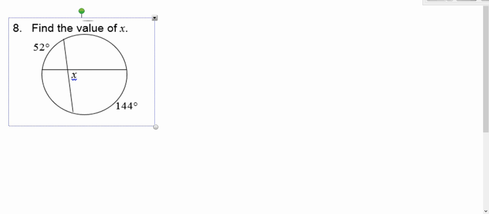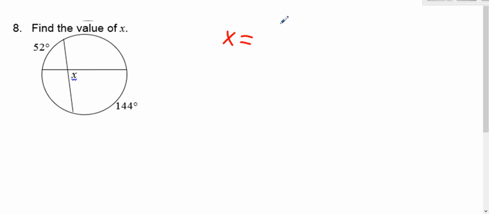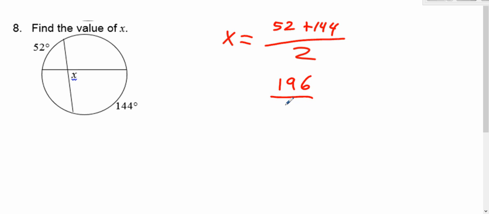Same question. The angle in the middle equals the two arcs added and divided by 2. When you add that, you get 196 divided by 2.